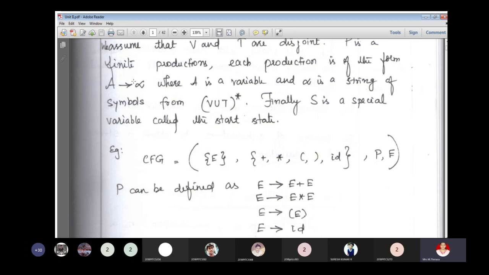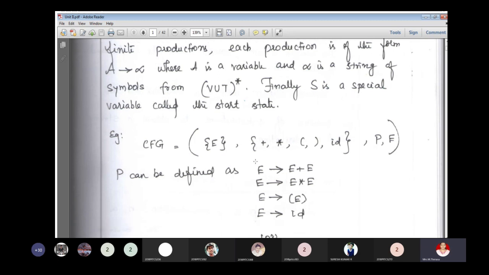So here we have a context-free grammar with the four tuples V, T, P, S, where V is going to have only one symbol, capital E. We have to know that variables are always represented with capital letters. And the terminals are, other than the capital letters, what are the symbols available? Lowercase letters and special characters can be used for representing the terminals. So here the set of variables is E and the set of terminals are plus, star, open parenthesis, close parenthesis, ID. Then the set of production rules is capital P.